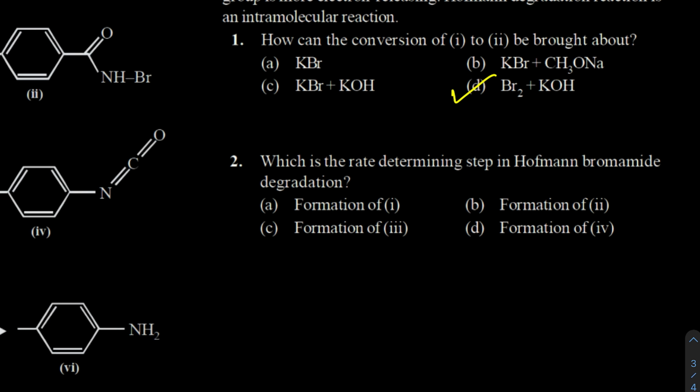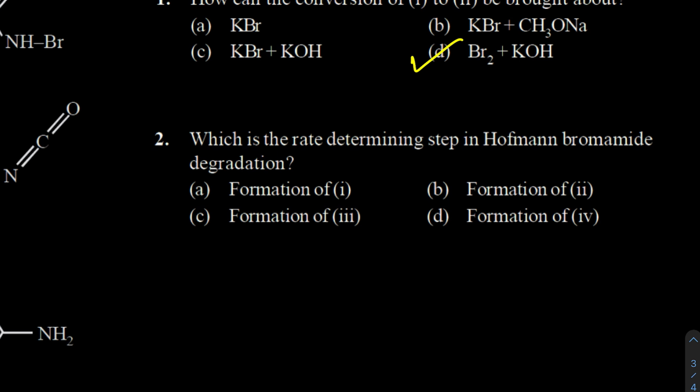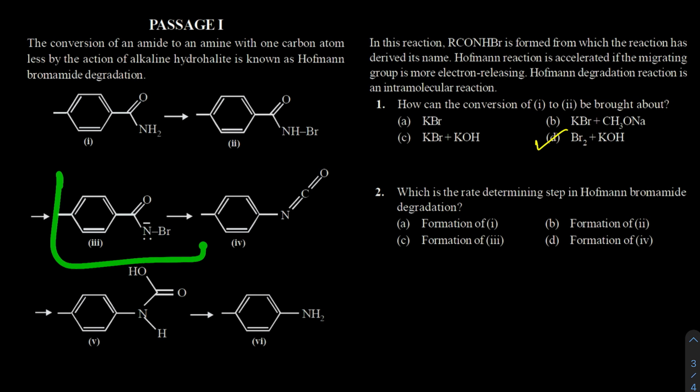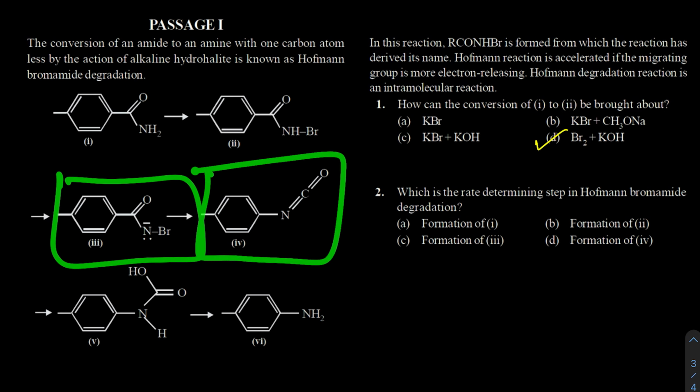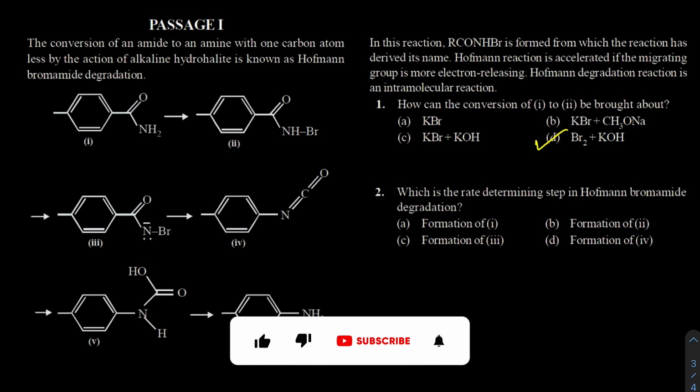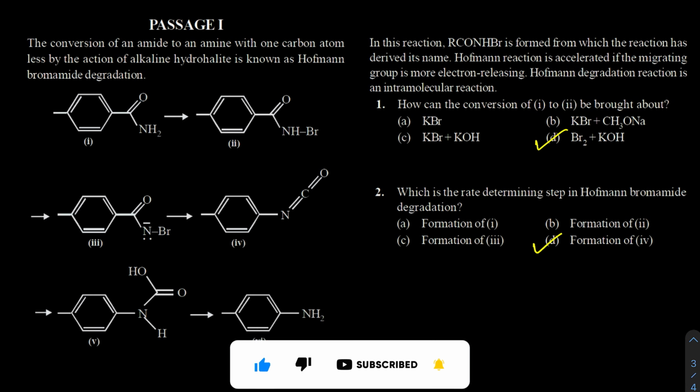In the second question, we see: what is the rate determining step in Hoffmann Bromamide Degradation? As we discussed above, formation of methyl isocyanate is the slowest and the rate determining step. So the slowest step must be conversion of 3 to 4. This is alkyl isocyanate, and therefore formation of 4 is the slowest step for this reaction. Hence, D must be the correct choice.